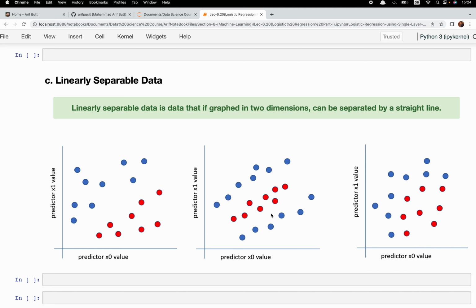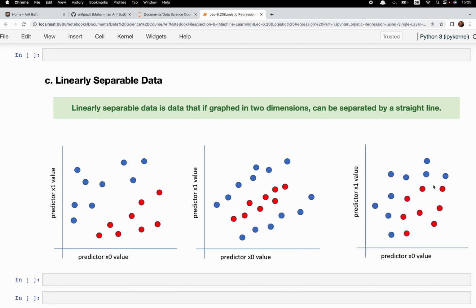On the contrary, the middle and the right graph represent two data sets that are not linearly separable. The data in the middle needs two straight lines, while the data on the right needs a curvy line. And just as a side note, remember logistic regression, support vector machine, and naive Bayes are linear classifiers, while k nearest neighbor, decision tree, and random forest are non-linear classifiers.